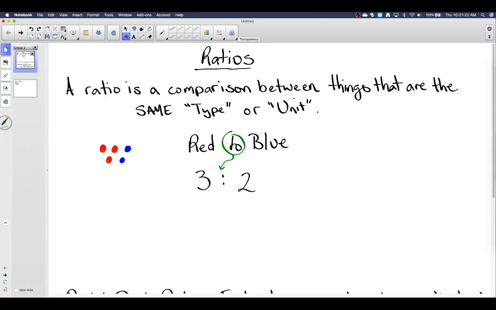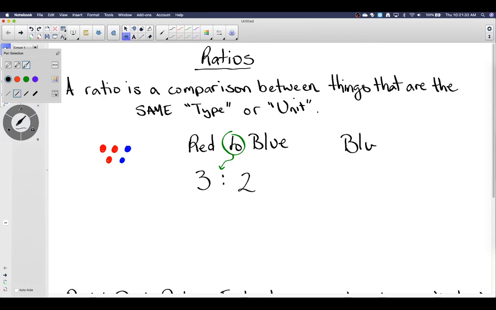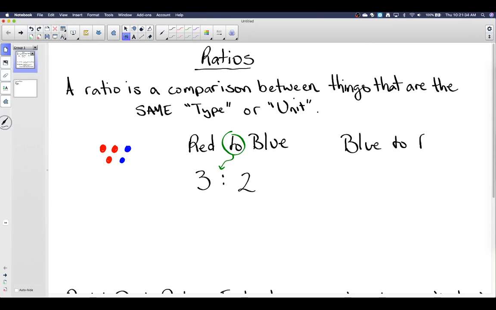Now I wrote 3 and then 2 because the ratio was asked red to blue, so I have to follow the same order as it's written. I can write a different ratio, which would be blue to red, and this ratio is going to be different. I would write it as 2 to 3. It is a different ratio because the order has switched around. So the order that it is written is the order that the numbers need to go in.